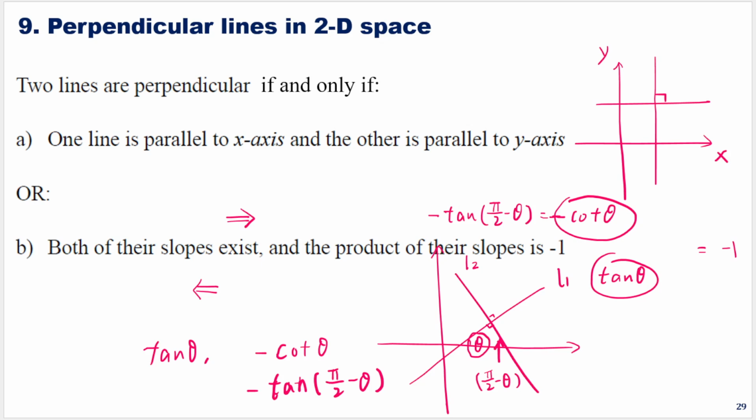Therefore, if this angle can be expressed using half pi minus theta, and this angle can be expressed using theta, then we know that the sum of these two angles must equal half pi. Therefore, this angle here should be half pi, and then we know the two lines are perpendicular.